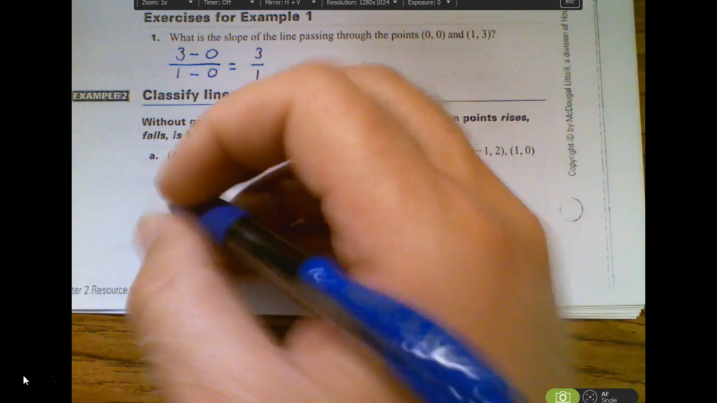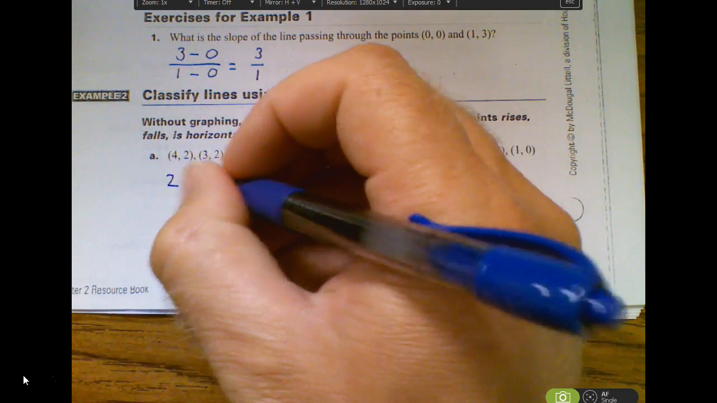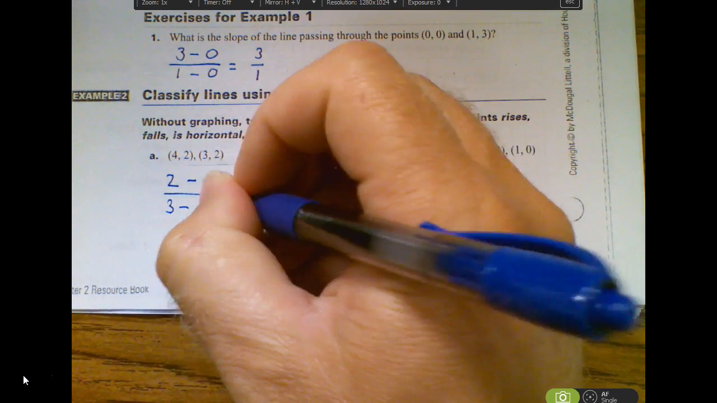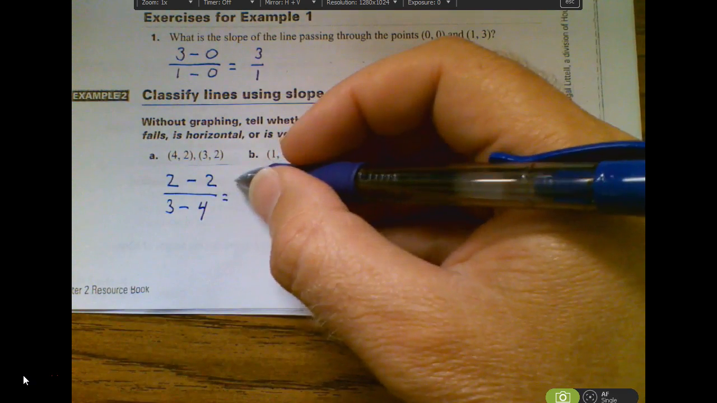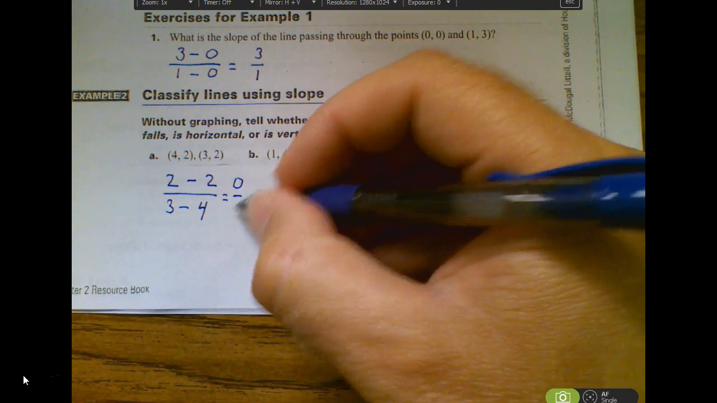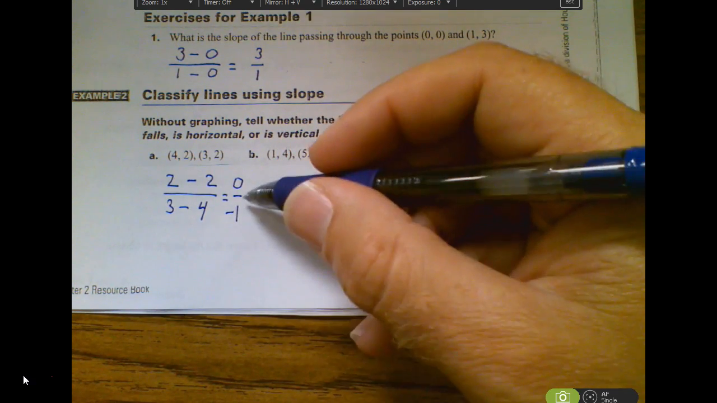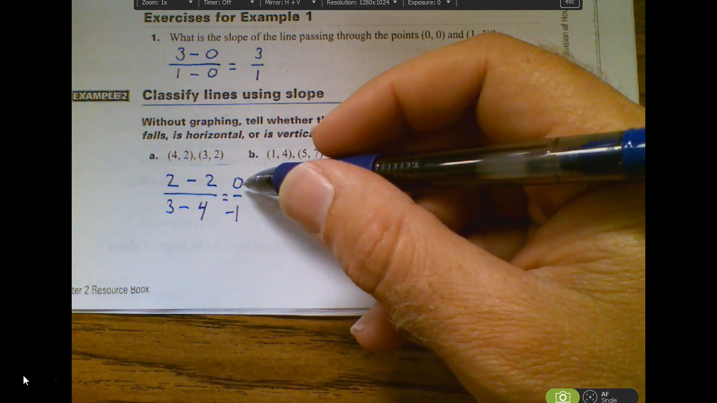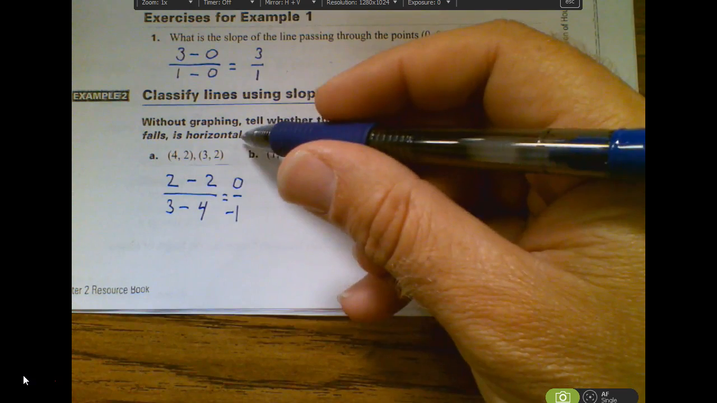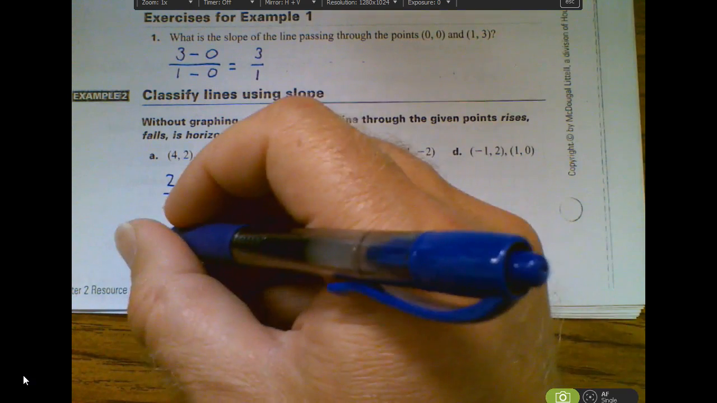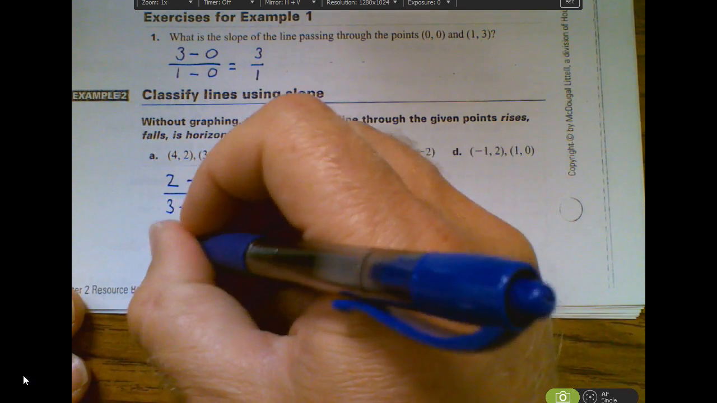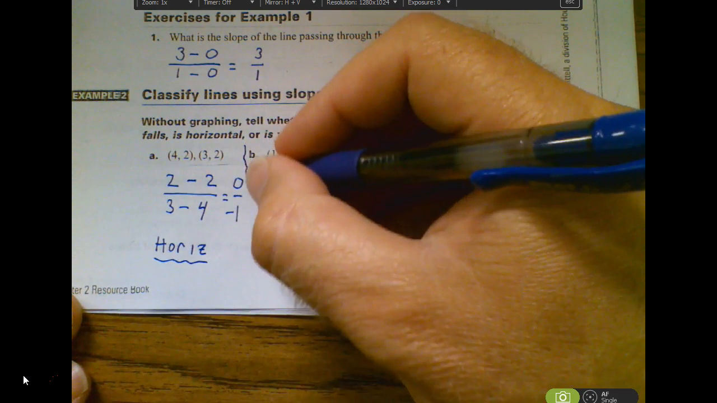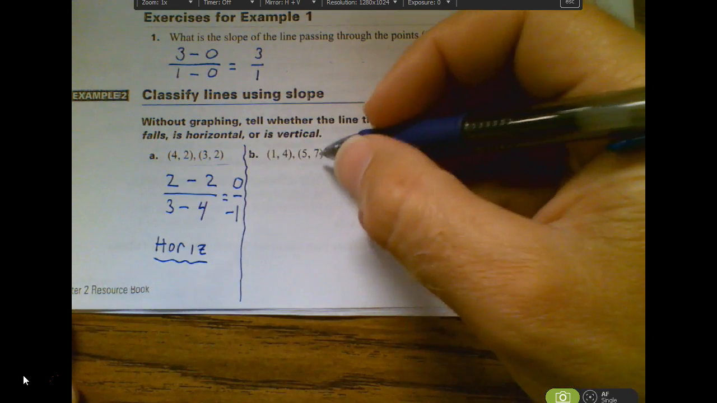So if I just did my y minus y over x minus x, you can see on this one right off the bat, I'm getting a 0 on top. So here's a graph that is a 0 slope because I got 0 on top. So anytime you have a 0 slope, we always know that comes with a horizontal line. So we could classify this one as horizontal.